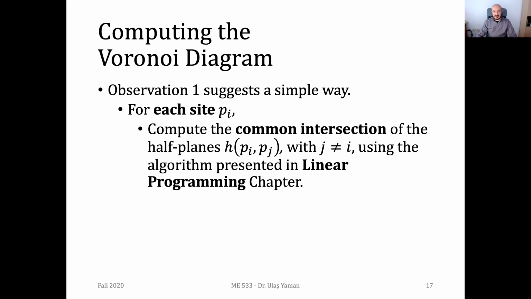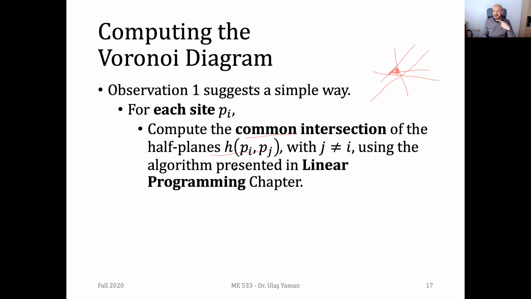Now let's continue with some of the important issues. If you remember the first observation, it was about the intersection of half planes. We had such Voronoi diagrams. And we said that by checking the relation between the sites, you may have some half planes. And if you take the intersection of these half planes, then you may find a specific cell in that Voronoi diagram. And it's simply the common intersection of half planes.